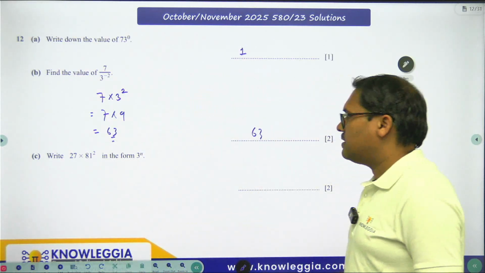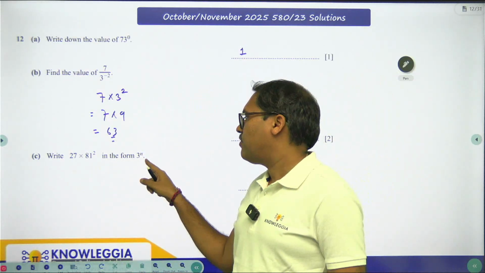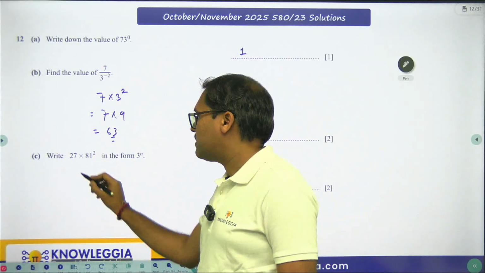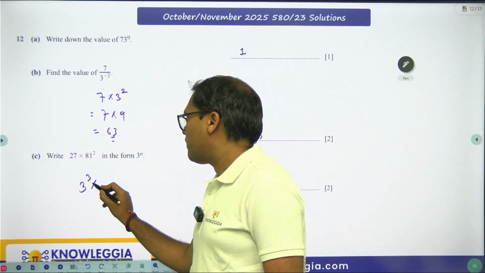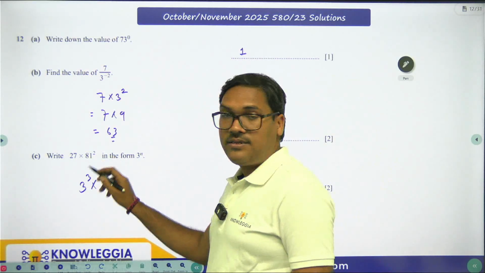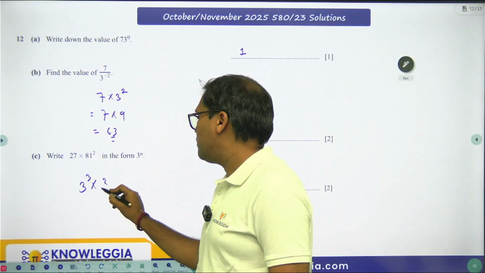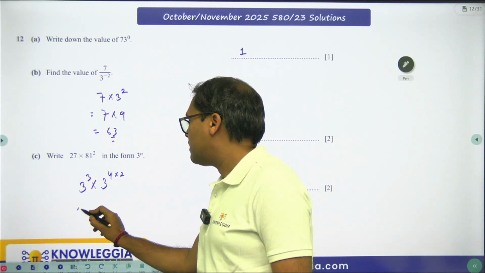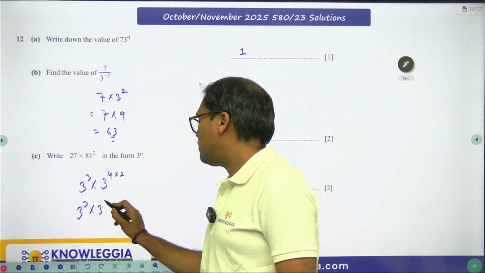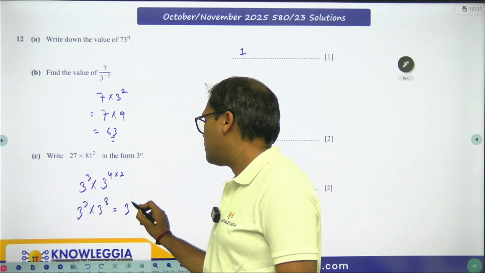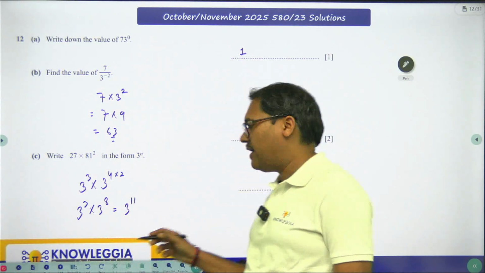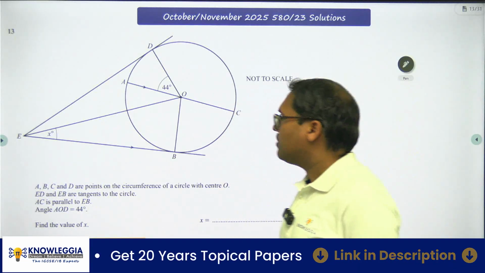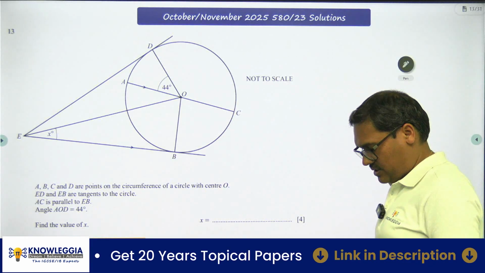Now, we have to write this in the form of 3 raised to n. That means we have to convert this into base 3. What is 27? 3 cubed, and 81 is 3 raised to 4. So this is 3 raised to 4, raised to 2, that is 3 raised to 8. So this is 3 raised to 3 into 3 raised to 8. Now this is 3 raised to 11, because the bases are the same, so the powers will add. So the answer is 3 raised to 11. Let's check this answer: 3 raised to 11, 63 and 1.